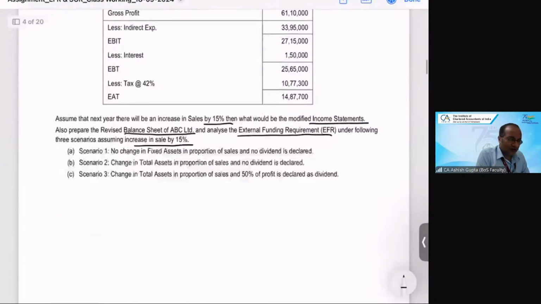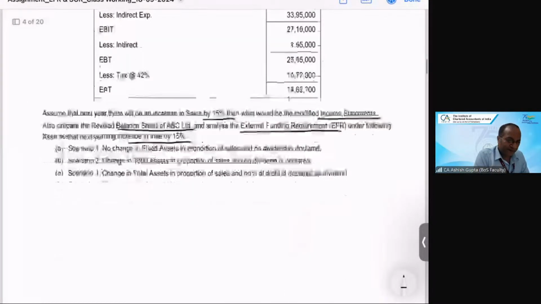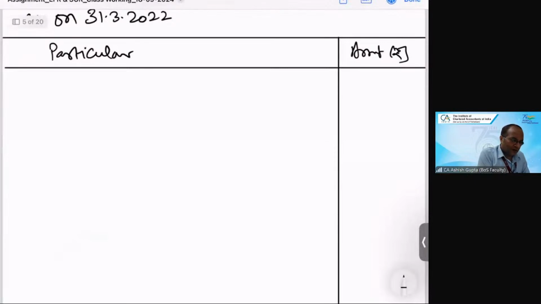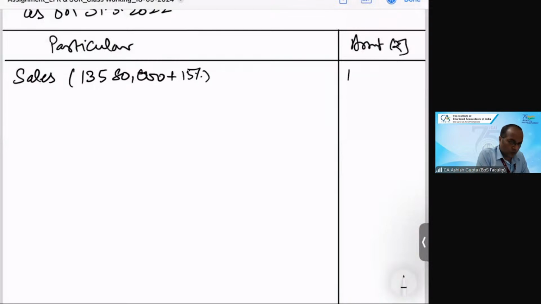Okay, students. Now here you see our sales is 1 crore 35 lakh 80,000. Now I will add the 15% increase to the same. Accordingly, my new sales will be this. Now, less cost of goods sold.